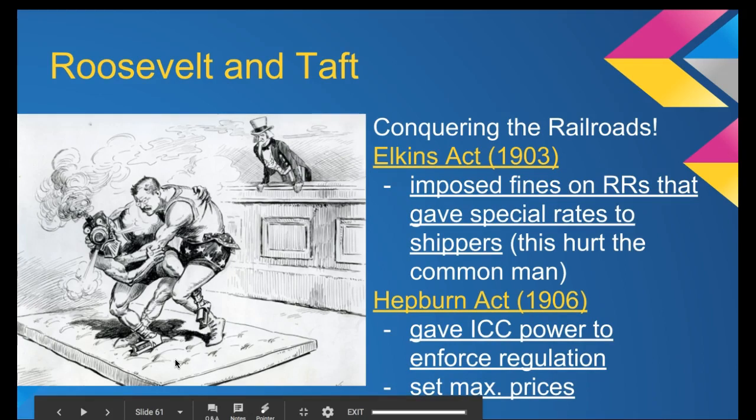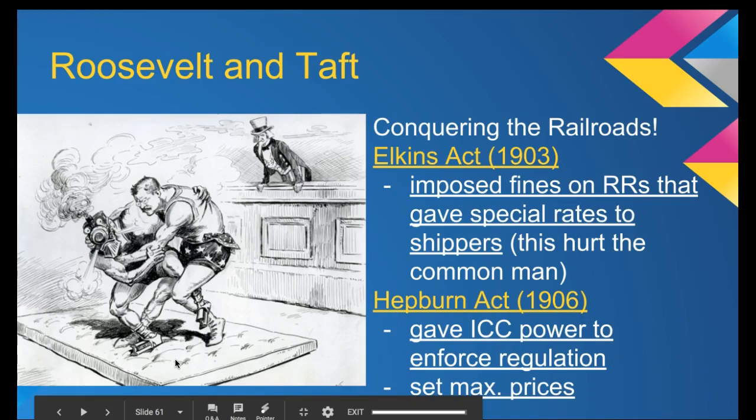In the early 1900s, we also saw the railroads conquered. You'll remember the problem with the railroads was that they had created monopolies. They hurt the common people, especially the farmers, because they charged really high prices, but would give breaks to big companies that could afford to pay them off.